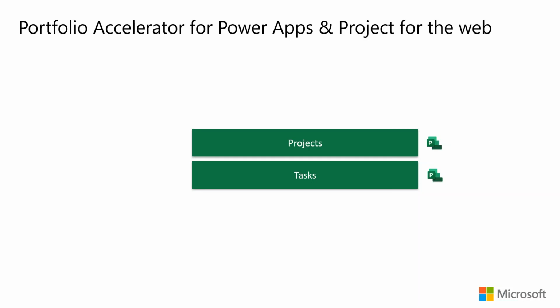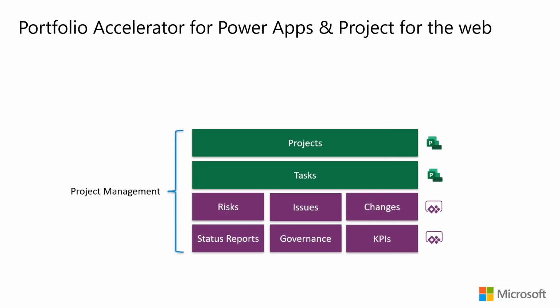But what does Power Apps and the Accelerator give you? It gives you the ability to extend in there and provide the capability to add things like issues, risks, change requests around a project. That allows you to have narrative-based status reporting and even some governance and process around all that. And even be able to add things like KPIs of your choosing and things that we provided out of the box to get you started quickly.